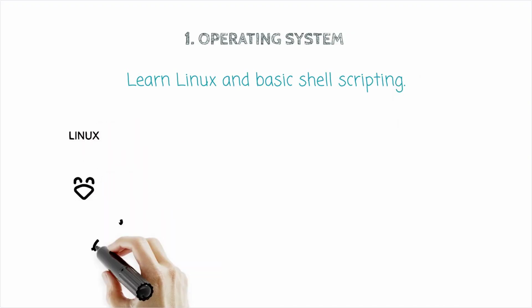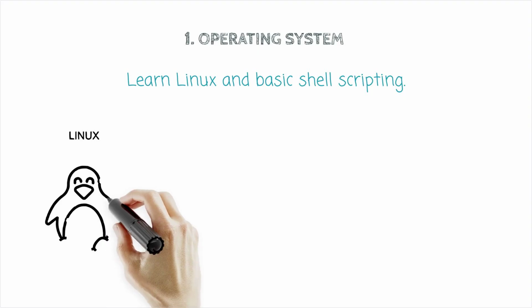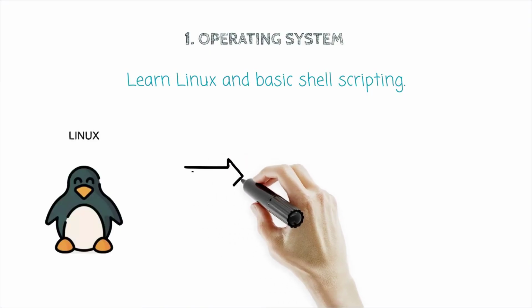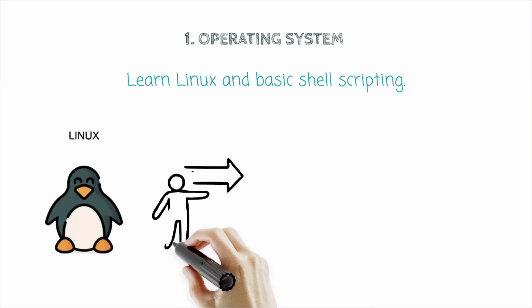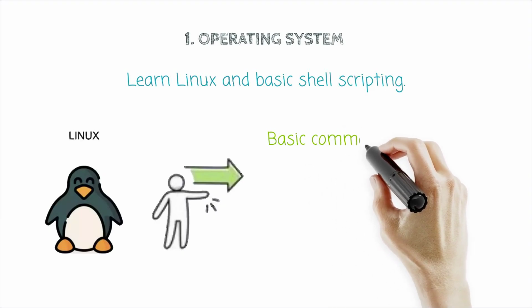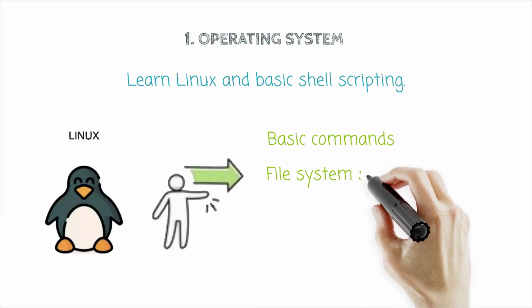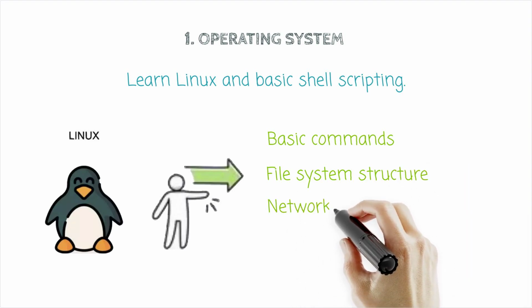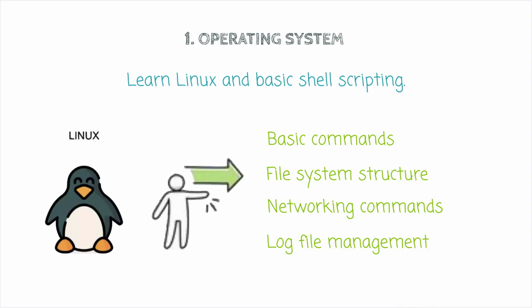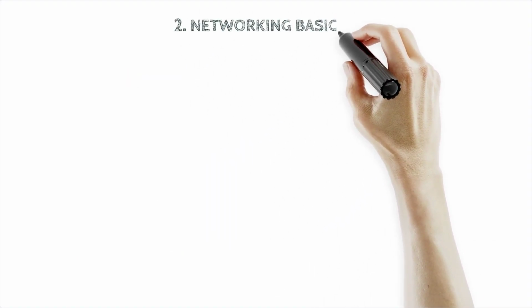As a DevOps engineer, having a solid understanding of operating systems is crucial because the operating system is where most of the applications and infrastructure run. Here are key areas of operating systems you should focus on learning to be effective in a DevOps role. Basic commands. File system structure and permissions. Networking commands. Log file management. Basic shell scripting. 2. Learn networking basics.